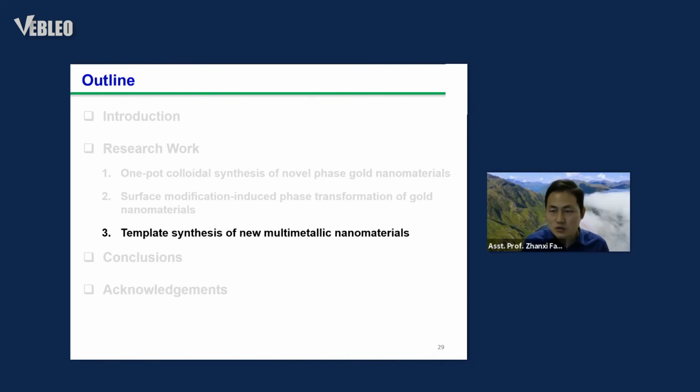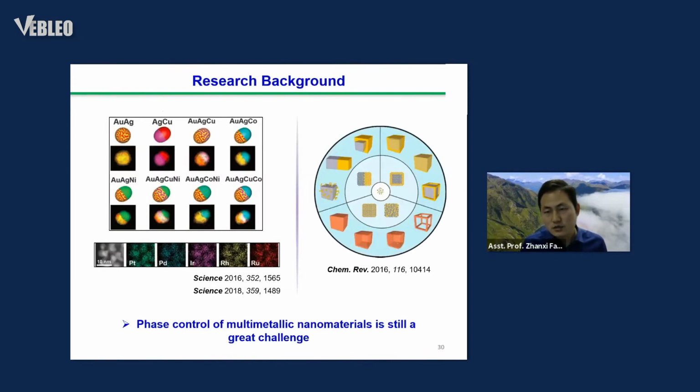So in the past two sections, we have talked about the crystal phase control of gold nanomaterials. In the following section, part 3, I will talk about the template synthesis of new multimetallic nanomaterials. Compared to unary metal nanomaterials, multimetallic nanomaterials always show better performance or more interesting properties because of the synergistic effects between different metal elements. But currently, phase control of multimetallic nanomaterials is also a huge challenge.